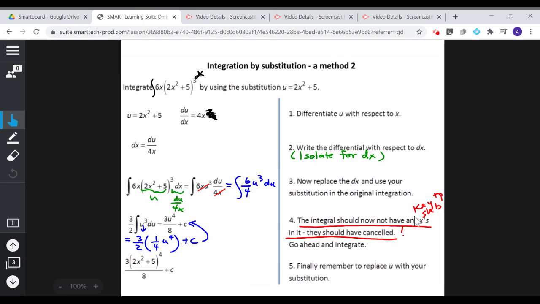So the key to substitution here is that the integral should now not have any x's in it. Once I've substituted, I should cancel out the x's and be left with just u's. Then I can go ahead and integrate.